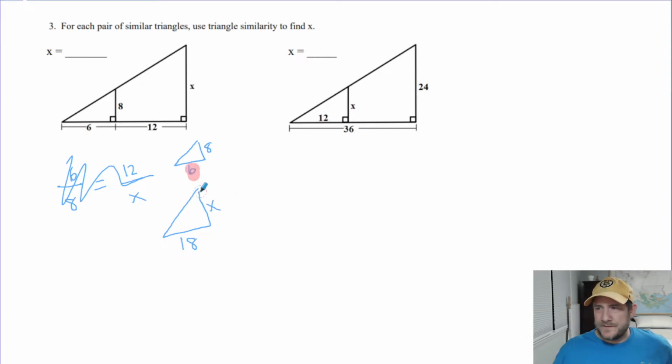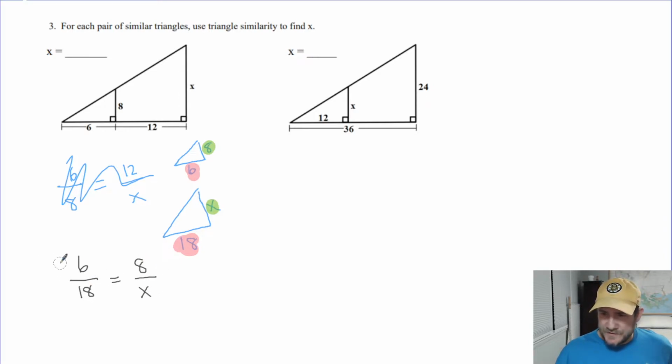And again, I don't even do it that way anyway. I'd compare the 6 to the 18 because those are corresponding. I'd compare the 8 to the x because those are corresponding. So we're going to end up with the proportion 6 over 18 equals 8 over x.